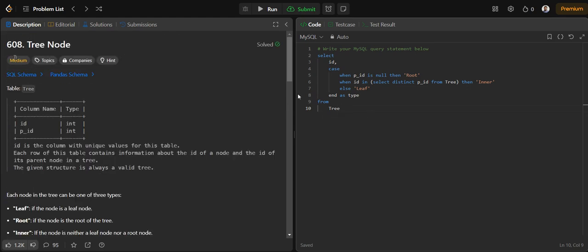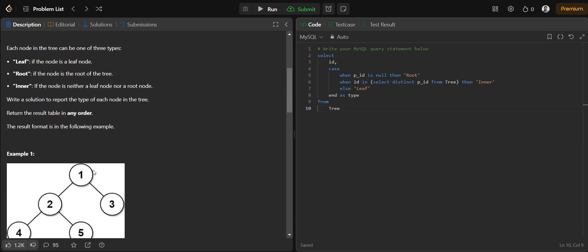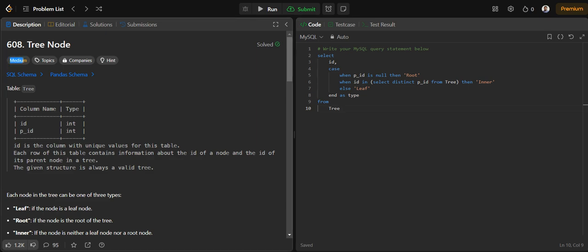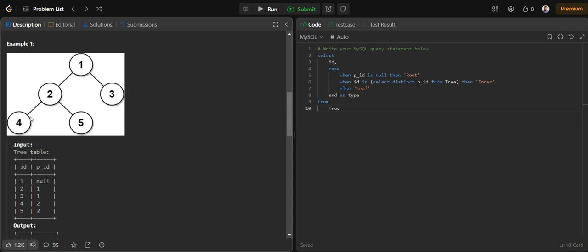Although this is a medium level problem, because to write this query you have to first understand what is happening here. That is why maybe this is a medium level problem, and I will also consider it a medium level problem because of this whole CASE part. This condition does not come naturally. You have to think a lot about this problem.